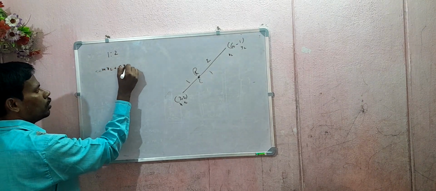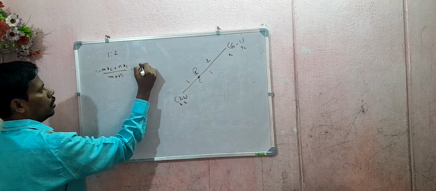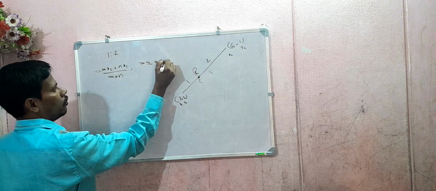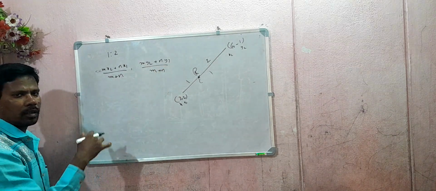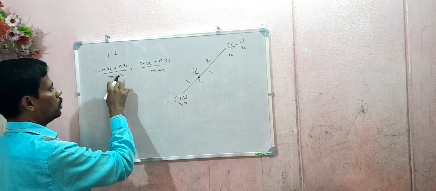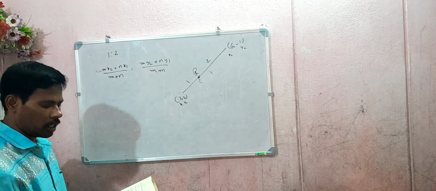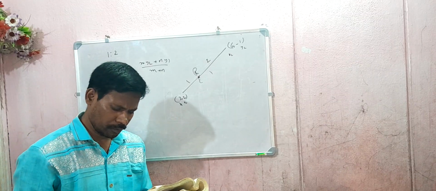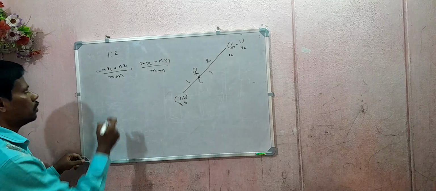mx2 plus nx1 by m plus n, my2 plus ny1 by m plus n. Previously we wrote m1 m2; in place of m1 m2 I am writing m plus n, so that you will not get confused. So simply replace, that's it.